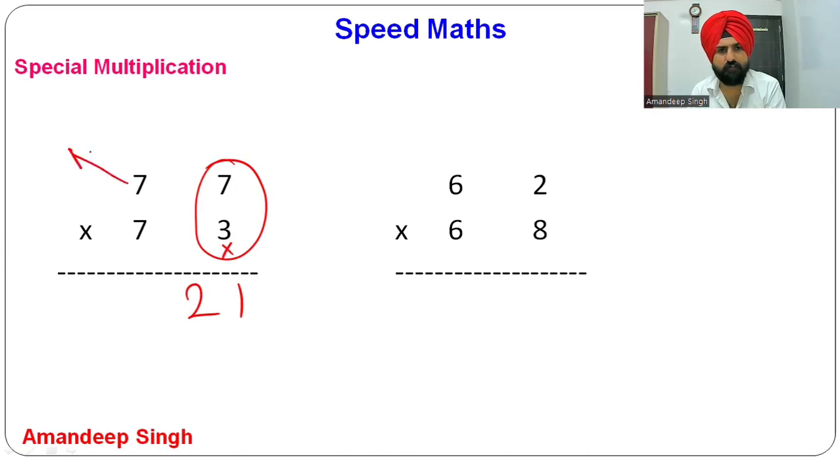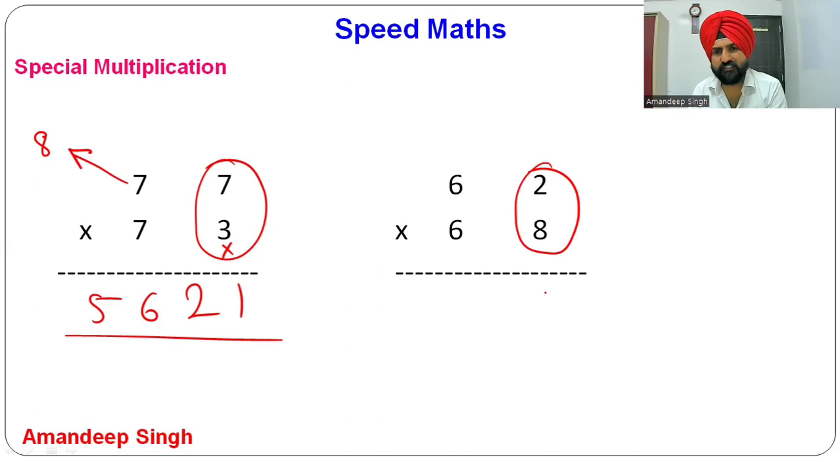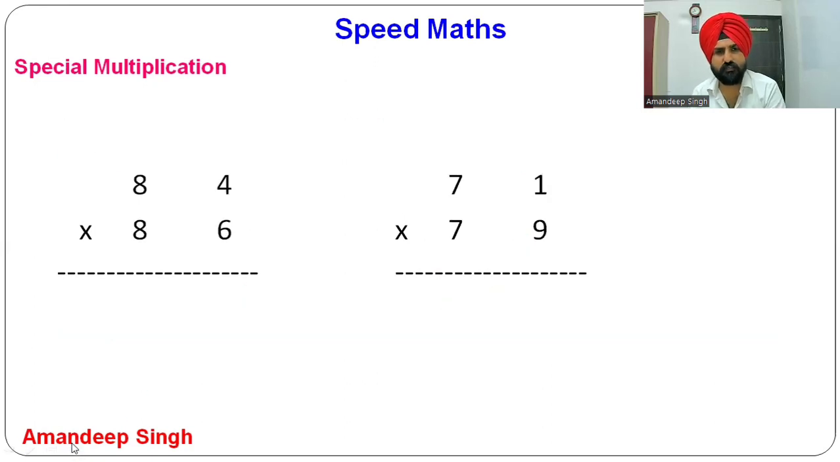And what comes after 7? It's 8. 7 8s are 56. So my answer is 5621. Simple, right? See, what is 2 8s are? It is 16. I will write 16. What comes after 6? It's 7. 6 7s are, it's 42. So my answer is 4216, right?